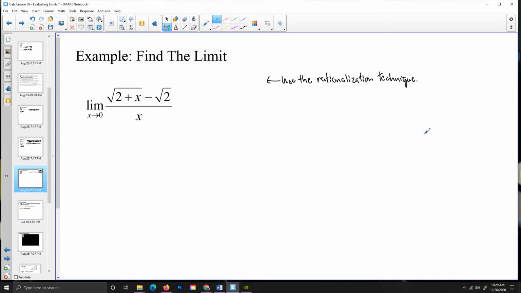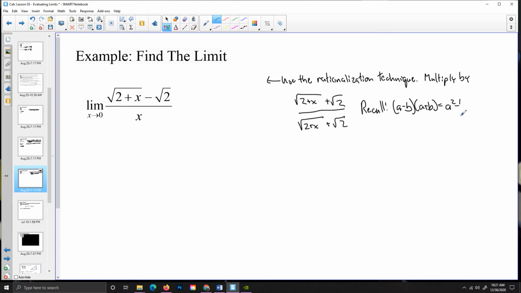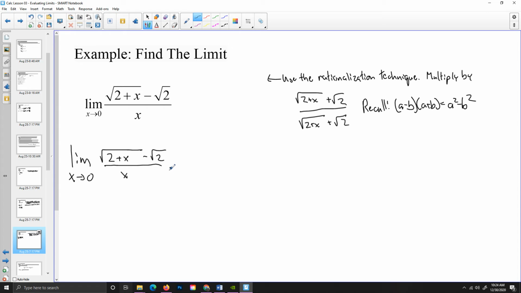And what the rationalization technique is, we're going to multiply by a funky 1. And when you multiply by 1, the function stays the same, so we're not technically changing this function at all, at least not yet. And we're going to multiply by the square root of 2 plus x plus the square root of 2, all over the square root of 2 plus x plus the square root of 2. And I'm going to say here, recall that a minus b times a plus b is equal to a squared minus b squared. So we have the limit as x goes to 0 of the square root of 2 plus x minus the square root of 2, over x, times, and again, we're multiplying by 1 here, the square root of 2 plus x plus the square root of 2 over the square root of 2 plus x plus the square root of 2.